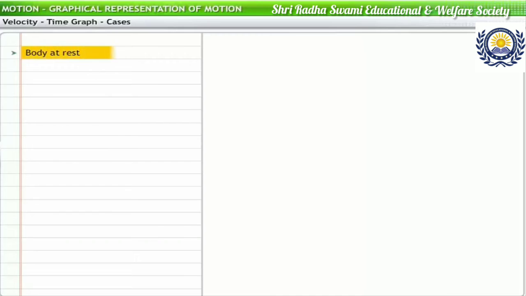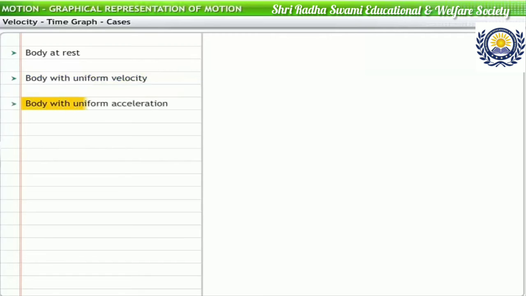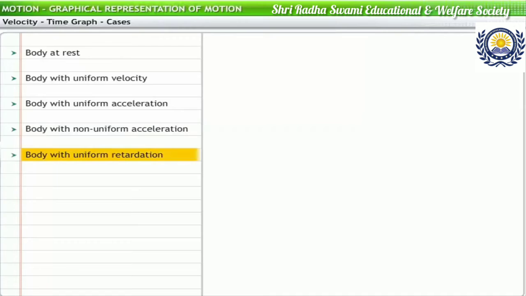Body at rest. Body with uniform velocity. Body with uniform acceleration. Body with non-uniform acceleration. And body with uniform retardation.